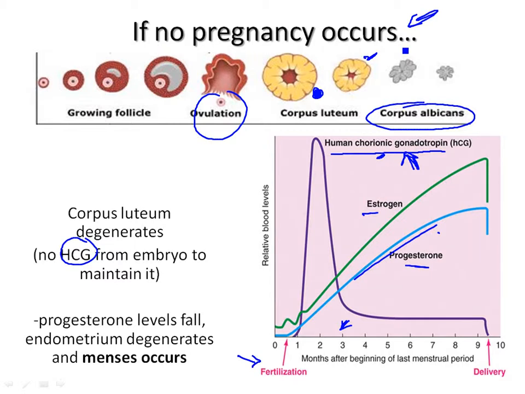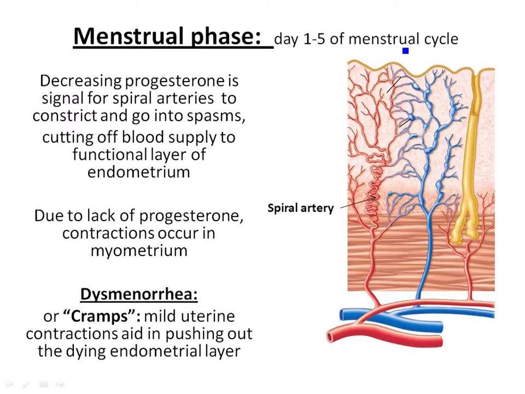Okay? So we're back to the first part of the menstrual cycle, the menstrual phase, day 1 through 5. Remember, this is a cycle, so we're going to go right back. So there's no corpus luteum here to produce our progesterone. So now the spiral arteries start to constrict. They start to go into spasms. They don't have that progesterone keeping them alive and healthy.